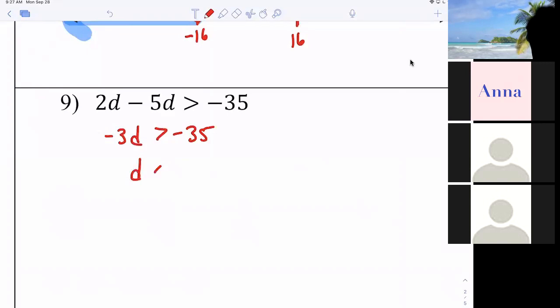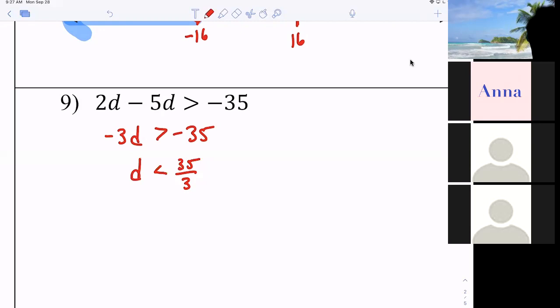D is less than 35 thirds. All right, now you're asking yourself, well, I think you made a mistake because this was what? And now it's what? So why did we change? All right, so there's a rule for inequalities.